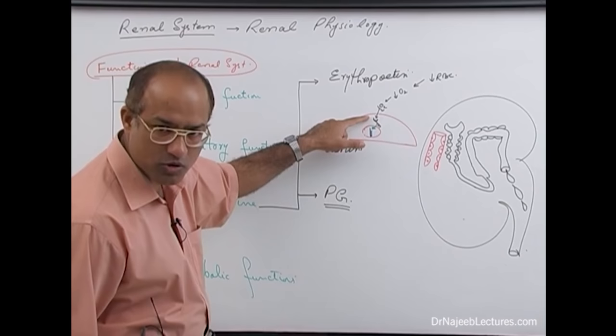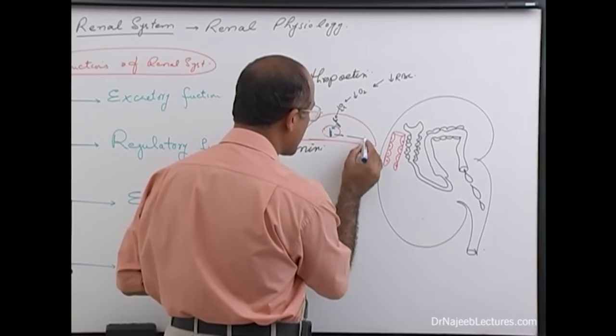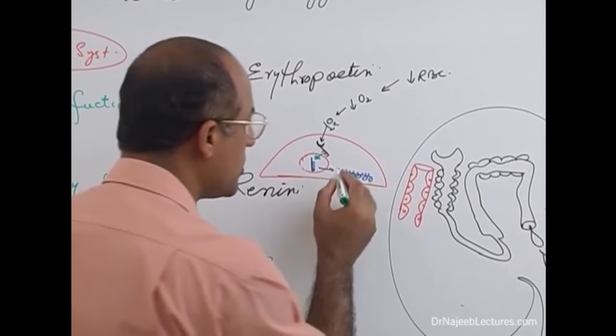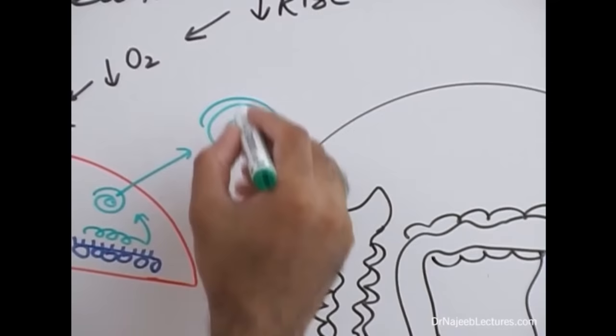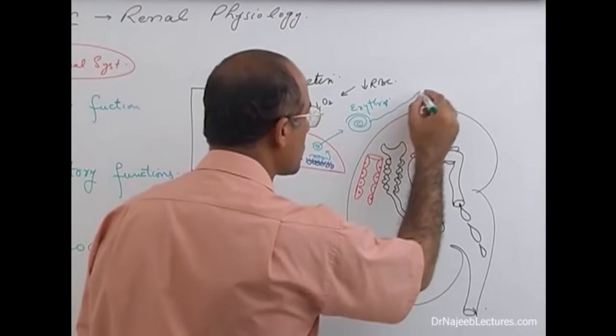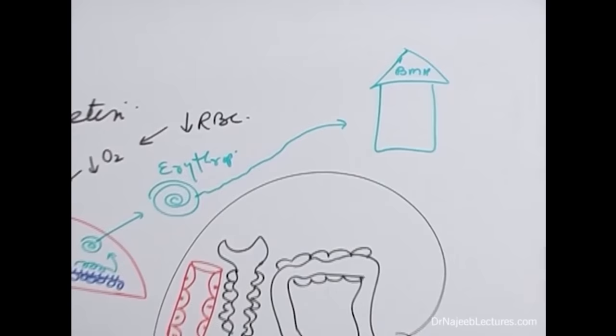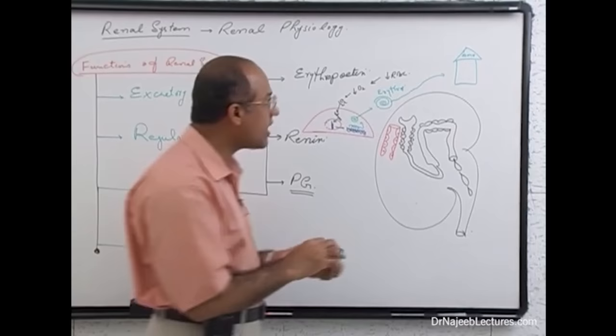And what do they produce? Messenger RNA, which will go to ribosomes, and they will make a new protein, and this protein will fold and come out as erythropoietin. This erythropoietin through the blood will go to the bone marrow house. What is this? Bone marrow house. This erythropoietin will go into the bone marrow house, and there it will act on the cells which are responsible for producing RBCs.